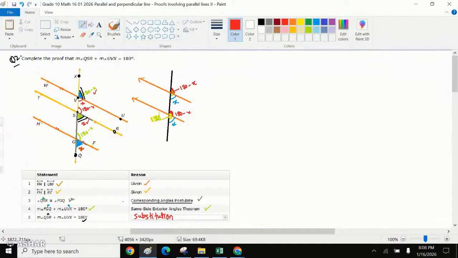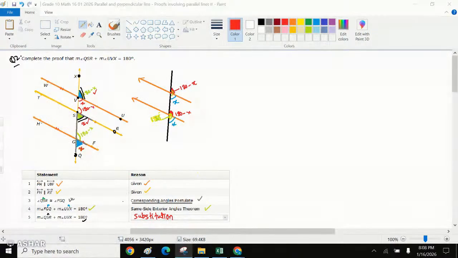Do we agree till here? Any questions up till now? If there are any questions, please let me know. Okay, good. Let's try another example. Let's see what they're asking us in the next question. Question number 3 states: complete the proof that these two angles are the same.